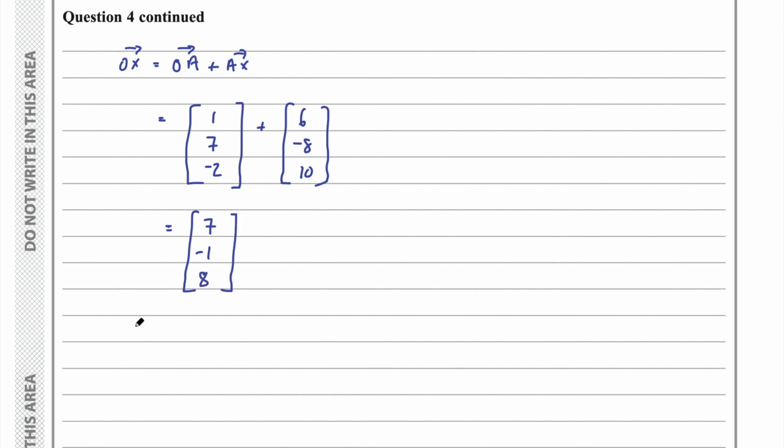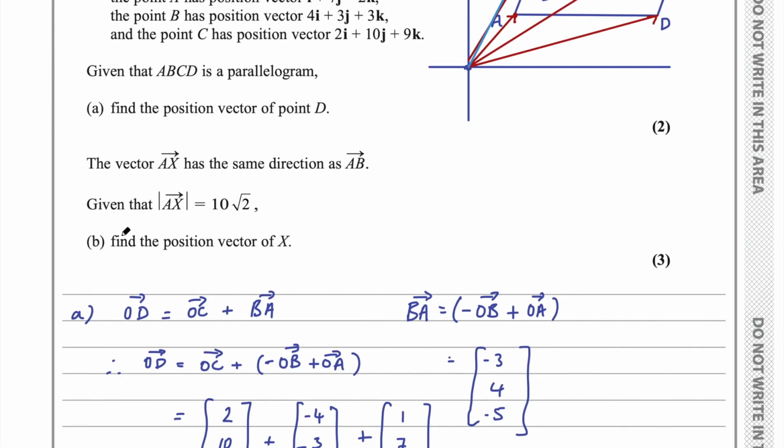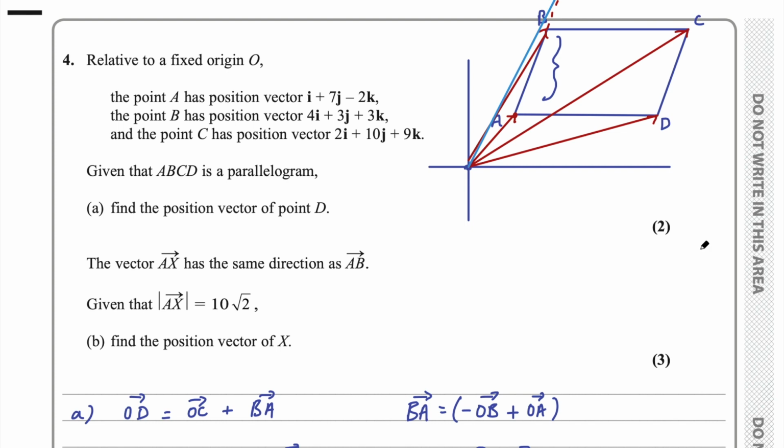And then let's just write that in terms of the unit vectors. So this is going to be 7i take j plus 8k. And we're done. So let's just double check. Find the position vector of x. We've done that. And that was question 4 for a total of 5 marks.